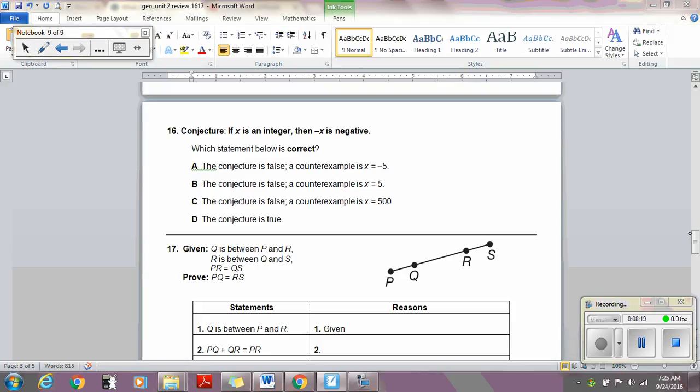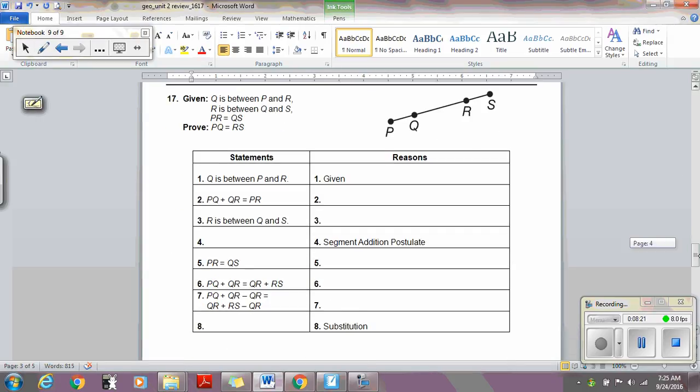All right, 17. We get into our formal proofs, ladies and gents. They have some reasons blank, they have some statements blank, but we have to fill them in. Given Q is between P and R, R is between Q and S, as well as the measure of PR is equal to the measure of QS, our job is to prove that PQ is equal to RS.